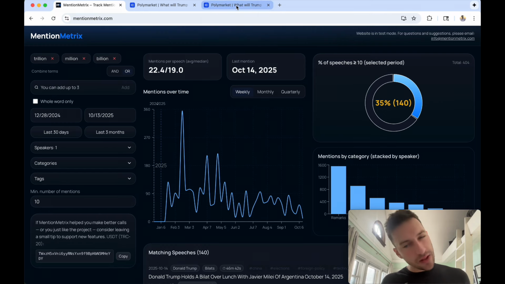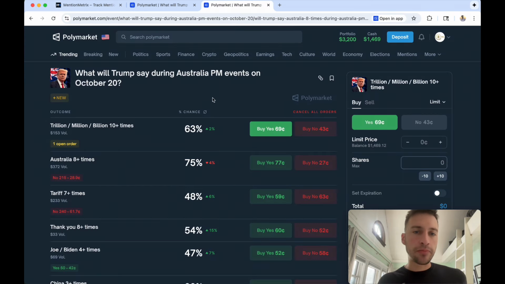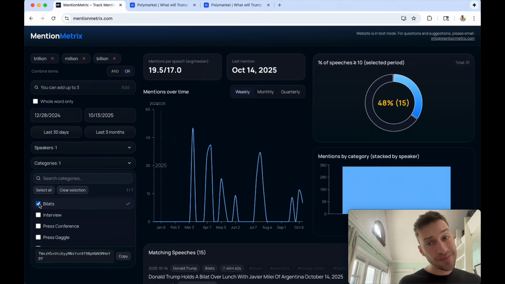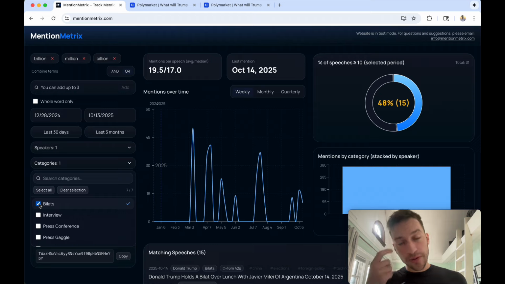Now, the last thing that you can do, this is going to be a bilateral meeting. So if we want, we can get more specific and click that. You can see the odds now go up to 48%. All right, let's dissect the research and make some trades. So what does this mean? Well, guys, this means that in all bilateral meetings, Trump says these terms 48% of the time.